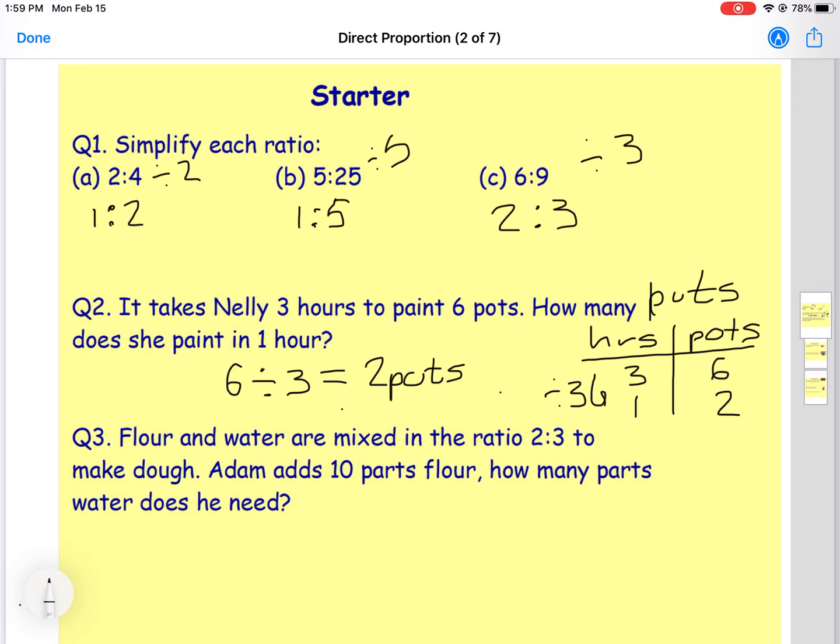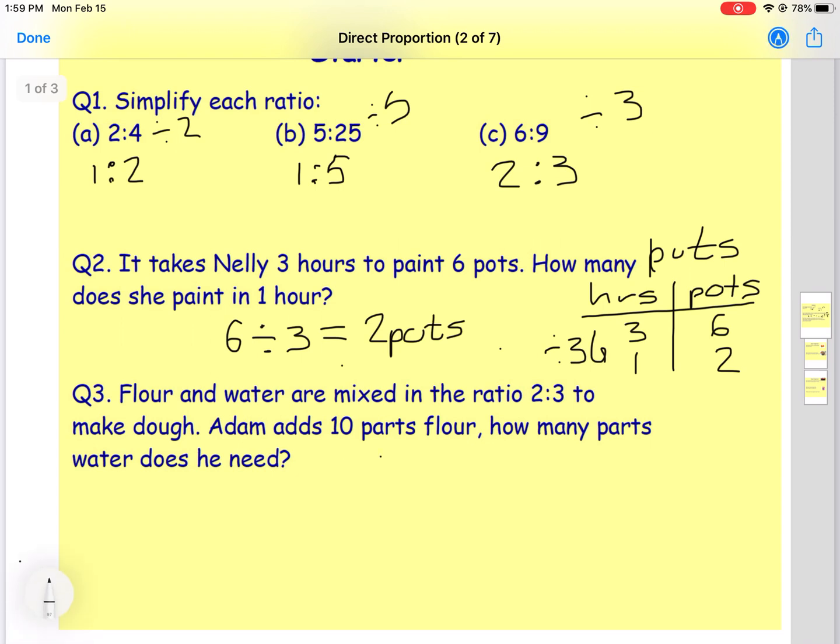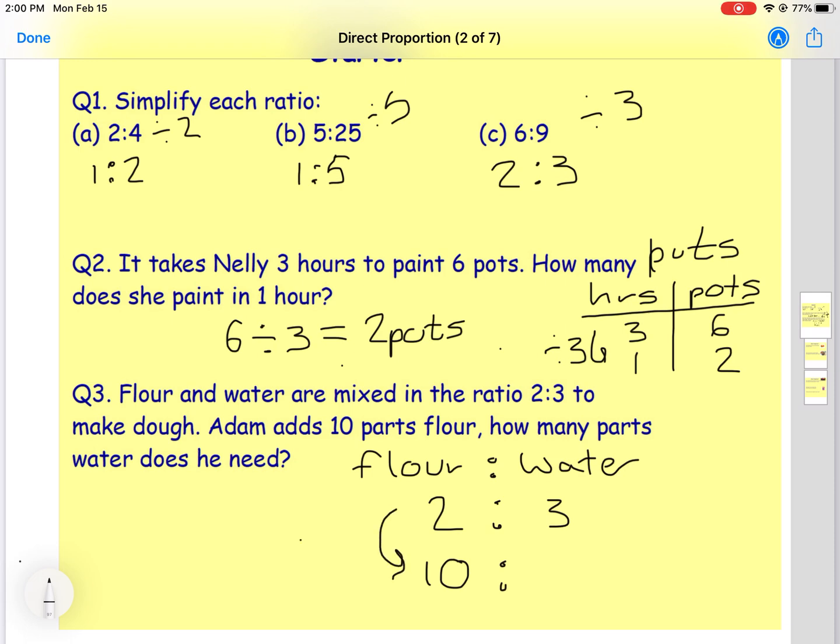Question 3 then was looking at our ratio calculations. So we would use the flow chart for this one and say that flour to water was the ratio 2 to 3. Okay, so that's what I'm given from the first sentence. Then we're told that Adam adds 10 parts flour. So our 10 goes underneath the flour here. What have we done from the 2 to get it up to 10? We've times it by 5. We have to do the same to the right hand side. 3 times 5 is 15. So we need 15 parts water.